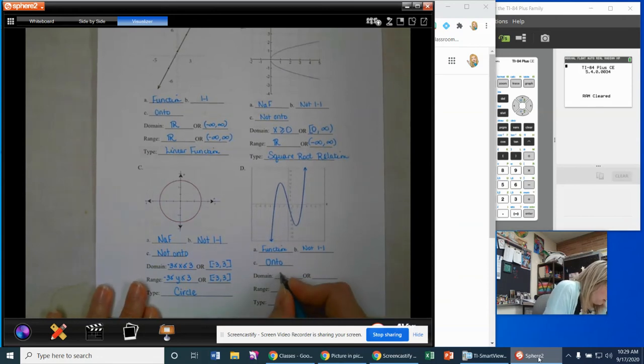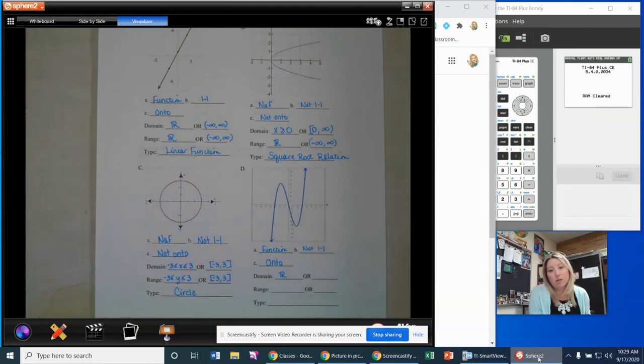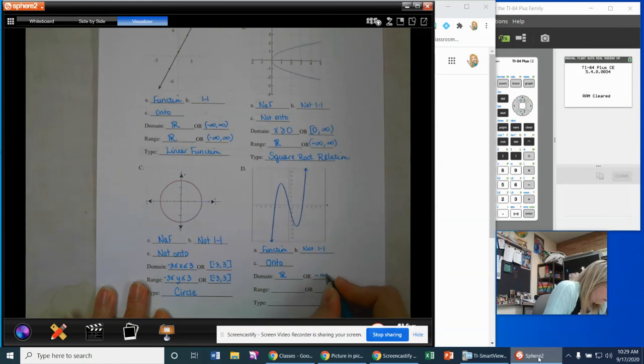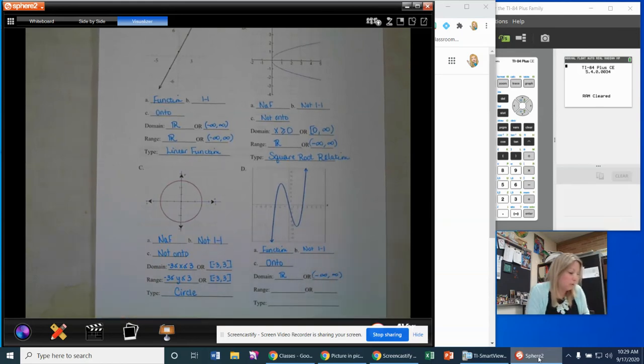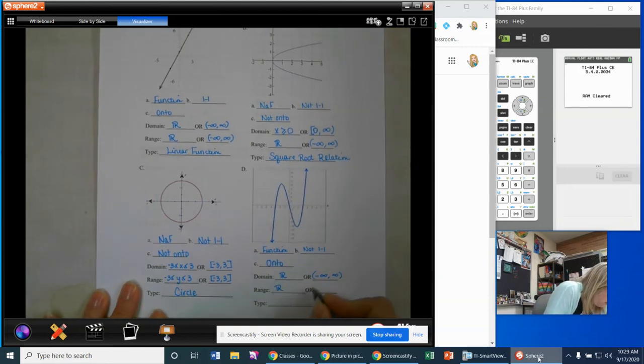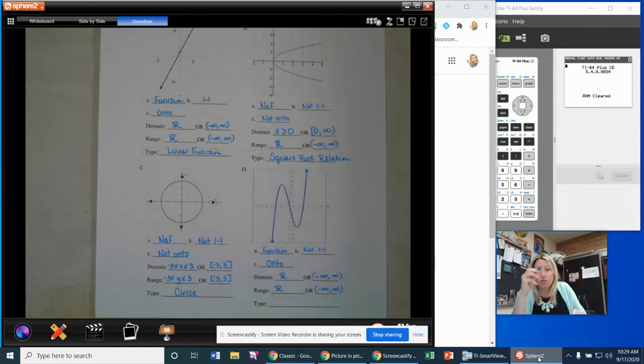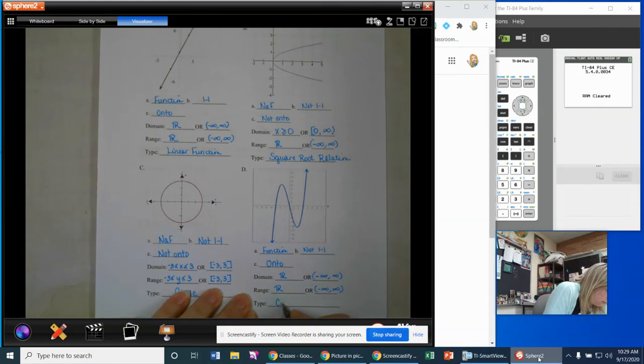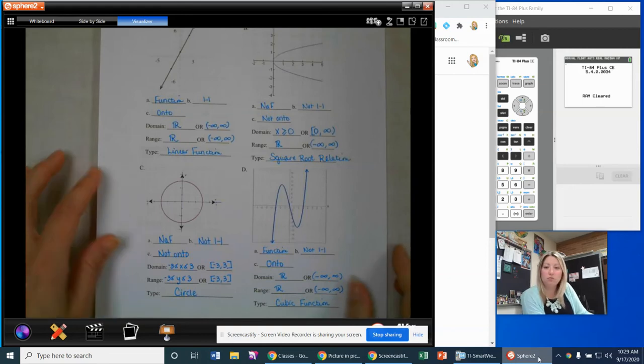The domain is still all real numbers, even though it's not one-to-one. It's all real numbers for domain. And even though it's not one-to-one, it's still all real numbers for range. By the way, to make my fancy R, I just do 2 stalks on my R, my capital R, right? That's what makes it look fancy. This is a cubic function. We'll get into these a little bit later.